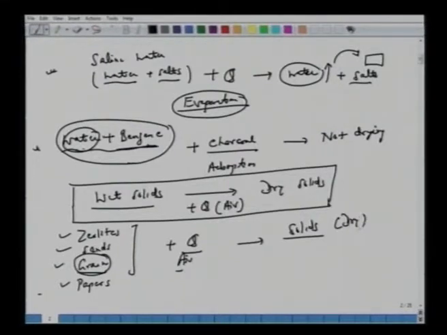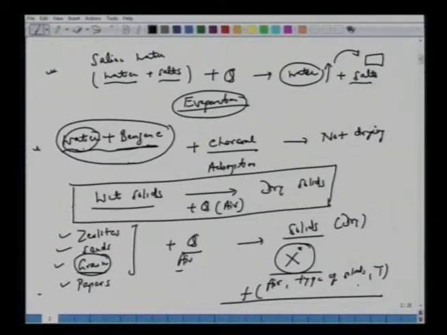Now again there will be some amount of moisture left in this, some equilibrium moisture will be left here, which will be a function of the operating conditions, air, or even the type of solid. Temperature of course has to play a major role. All right, so these are different definitions for drying, different applications of drying.